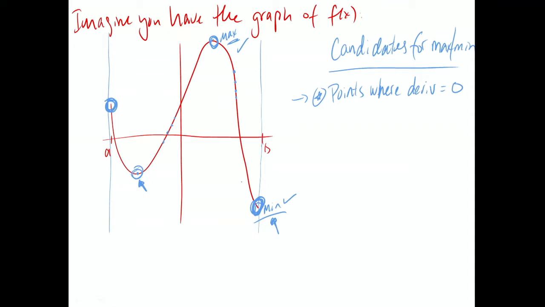Okay? So let me write the other thing down. Candidates then for who might be my max and min: one group of candidates would be any point where the derivative is 0, because those are my peaks and valleys. And the other candidates are the endpoints.